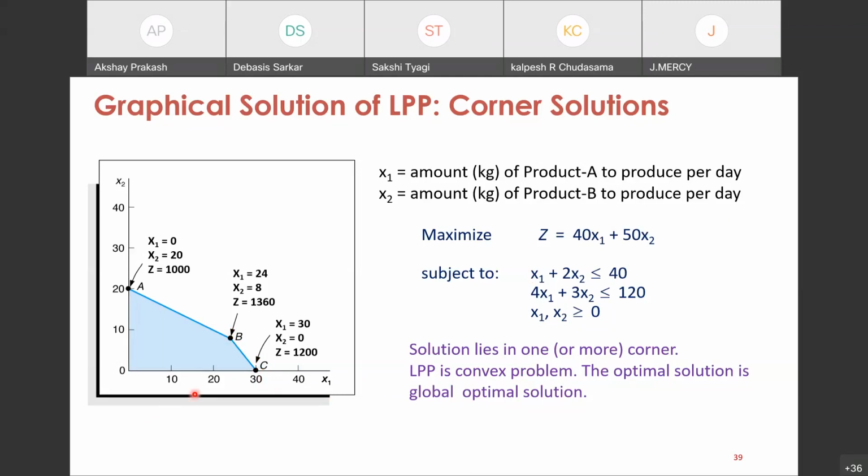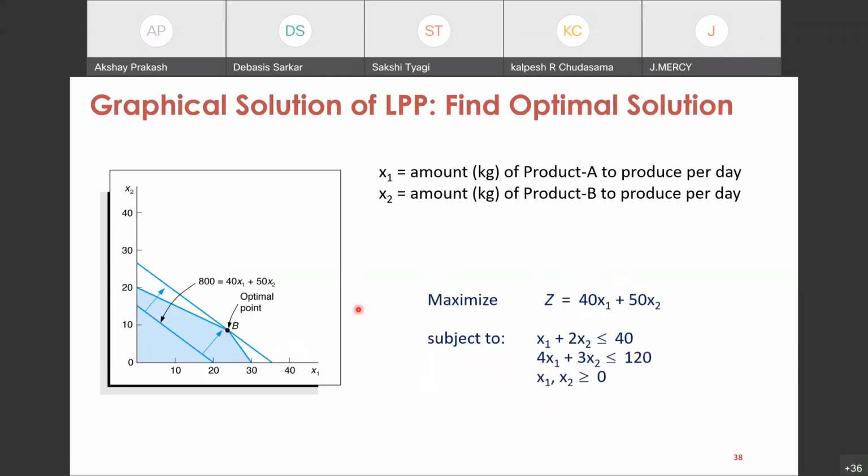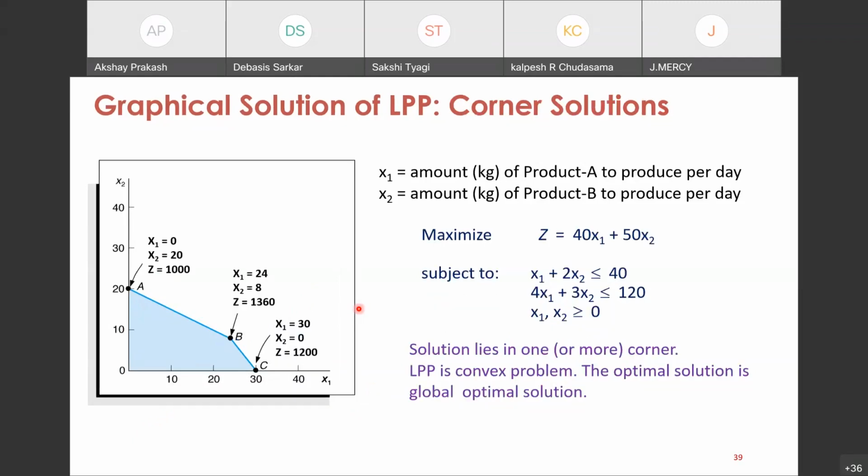Now here, we identified this point B as the optimal solution. We can simply find the value at these corner points. At 0, 0, the solution is x1 equal to 0, x2 equal to 0, so definitely that will not maximize it. If we just find the values of the objective function at these 3 corner points and compare, I can get the optimal solution.